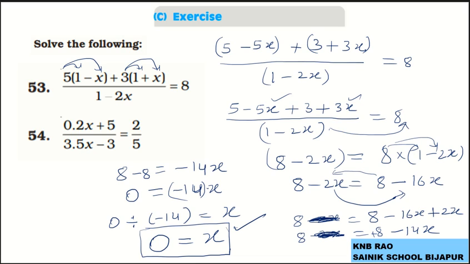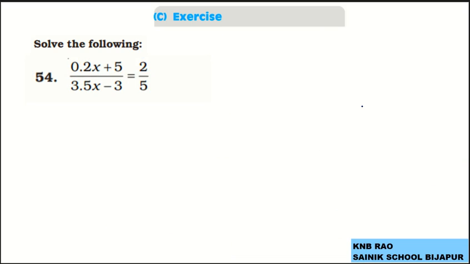Now, coming to question number 54. In this question, the same cross multiplication is to be done, but there are decimals to confuse you. So put these binomials within brackets and do it as you did in the previous question.